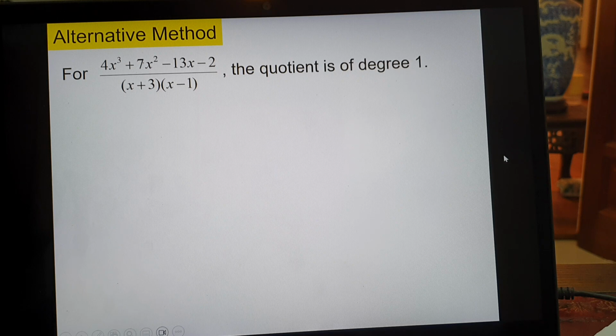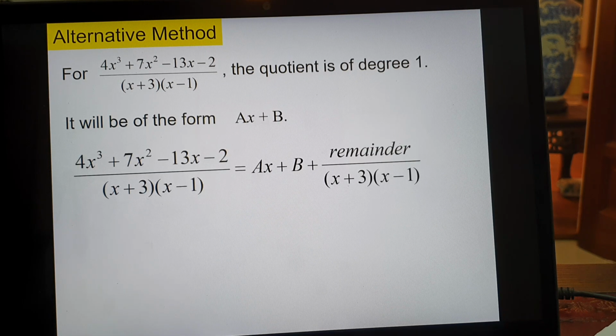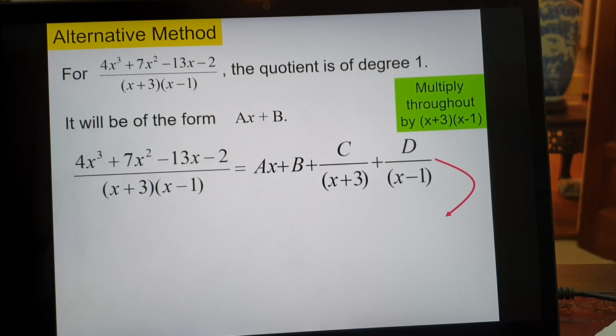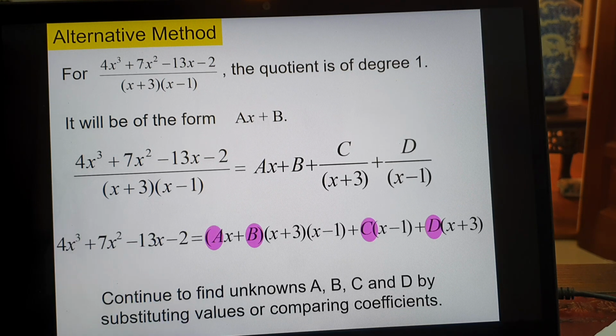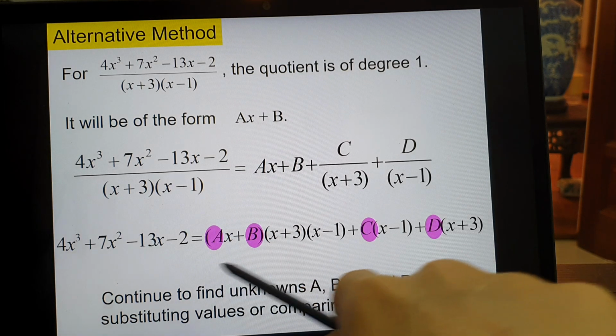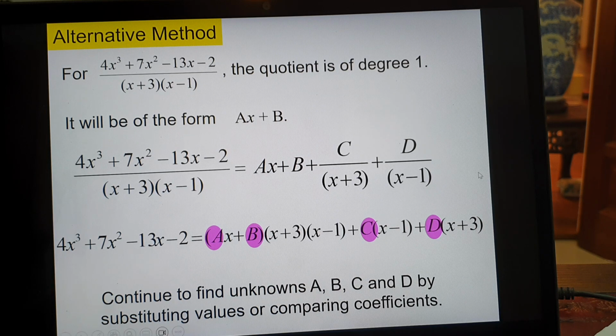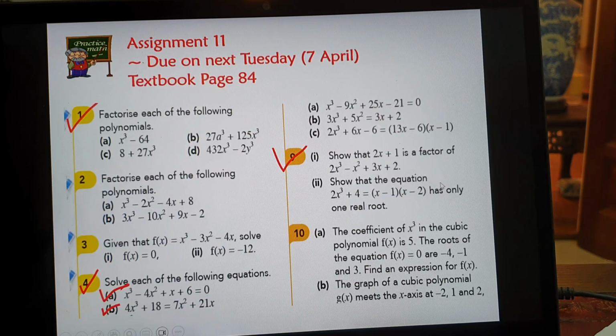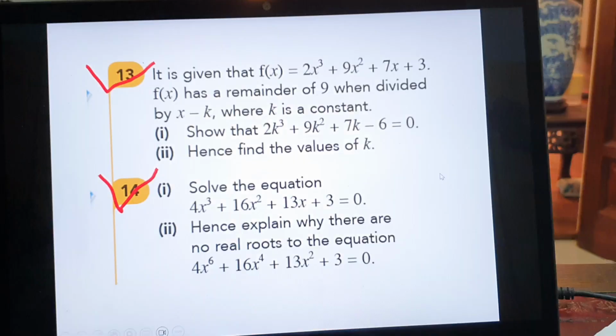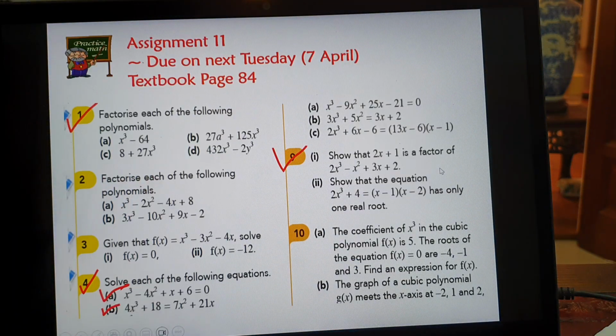Alternative method is this one I taught you before, but some of you don't really understand. Okay, so you can actually do it this way. Okay, and then you compare the coefficients. Alright. Okay, this one you can forget about it. If you want, you can do it. It's all in your book. Okay, that's it.